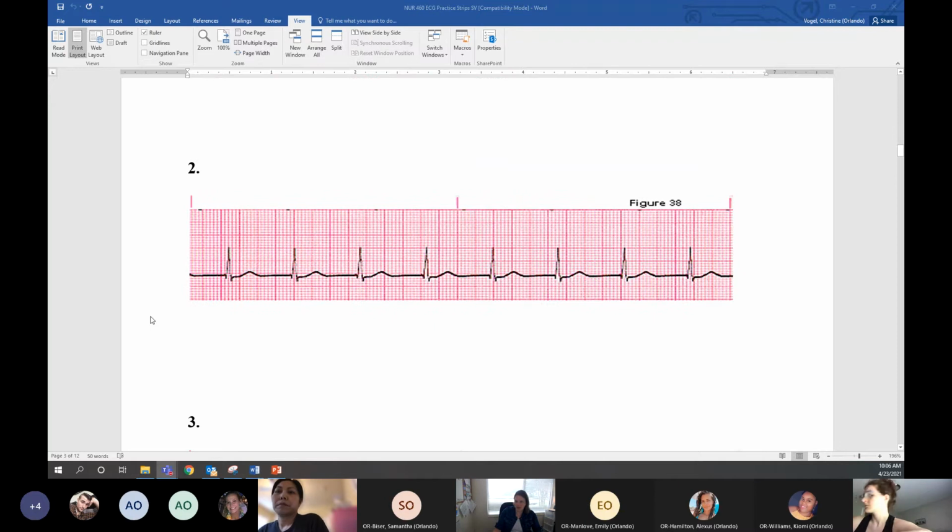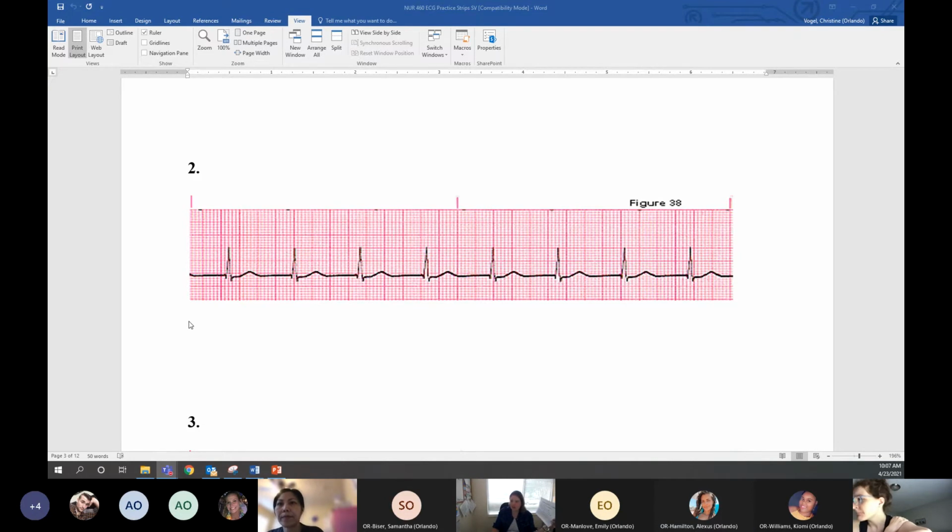This is a little bit of an easier strip, I think. Okay, so where do we start here? This is a 6-second strip. It looks prettier, I can say that already. We can start with our 5 steps on this one because we have some better characteristics here. So number 1, rhythm. Is it regular or irregular? Regular. Awesome. And then what's the rate? 80. Yep, 80. Okay, I'm liking it so far.